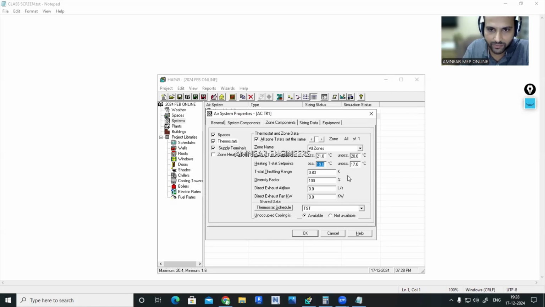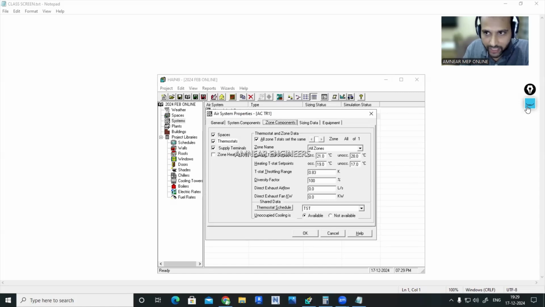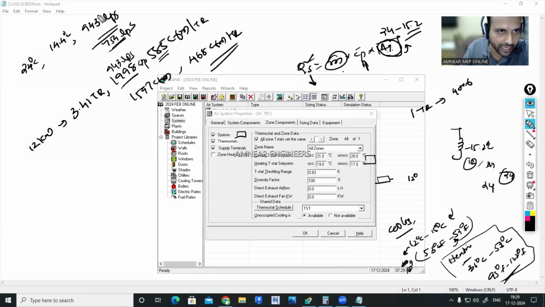Okay, fine, everything is okay. You can go to the system component, central cooling coil, supply temperature is 14.4. When it was 14.4, what was the airflow rate? 943 liter per second, correct. But the set point was 24. Now the supply temperature is the same. The room set point I am decreasing from 24 to 21. Definitely delta T, what will happen?